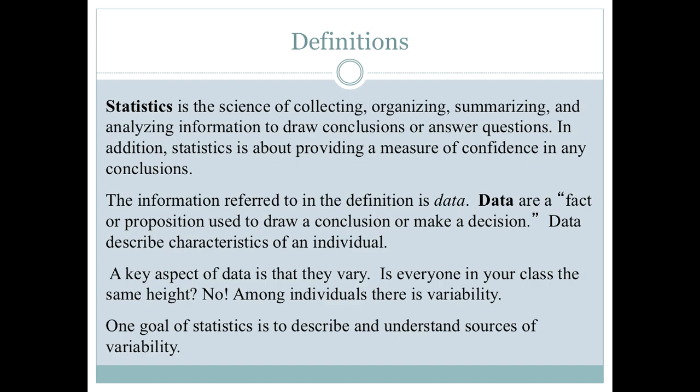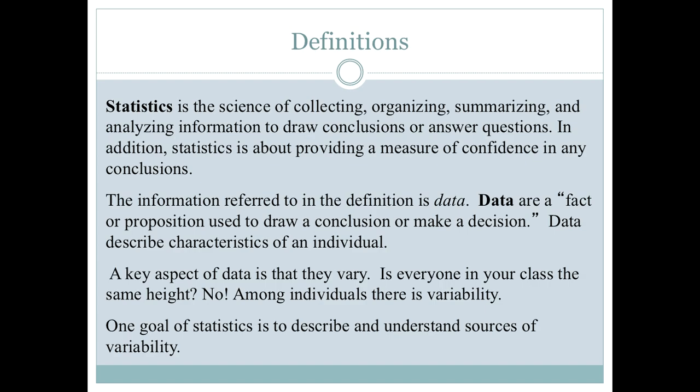So, first definition is the actual word statistics. Statistics is the science of collecting, organizing, summarizing, and then analyzing information in order to draw some kind of conclusions or to get some kind of question answered. In addition, statistics is about providing a measure of confidence in any conclusion. So we're never going to be 100% sure that something is true, but we're able to provide some kind of measure of confidence around the conclusions that we can make.